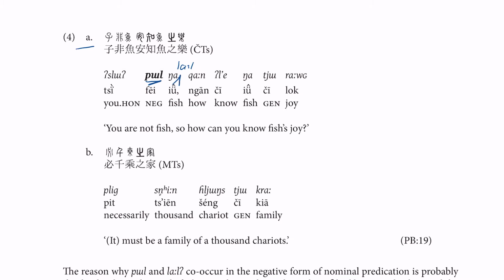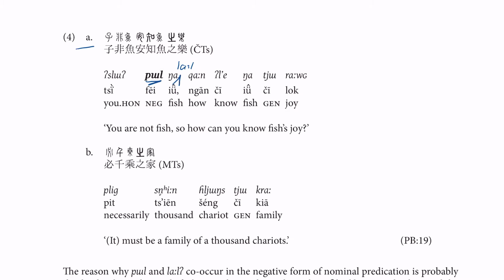The second half of the sentence further explains what the first half means. So it says, how can you know fish is joy? So how do you know that fish do not feel happy, since you're not fish yourself, right?